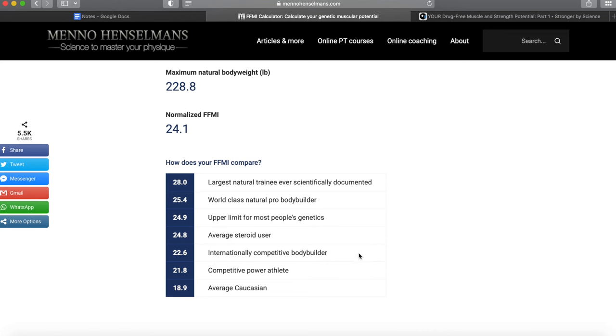Internationally competitive bodybuilder, 22.6. That's surprisingly low, because I don't feel like I'm that far ahead of a competitive bodybuilder. I didn't even feel like I was at that level of muscle mass, but who knows? I guess it's tough to compare if I've never competed on stage before. 21.8 is a competitive power athlete, so I would assume this is like an average powerlifter, maybe Olympic lifter. And then 18.9 is the average Caucasian.